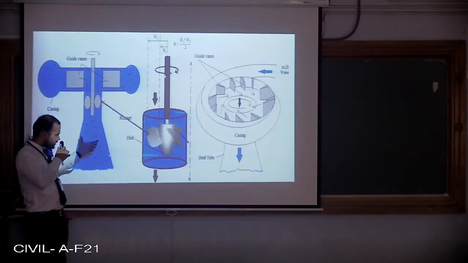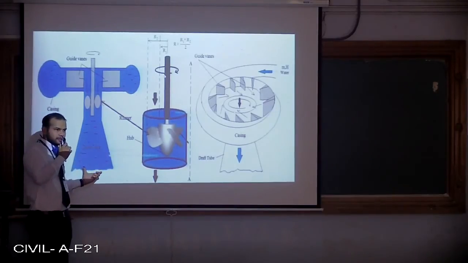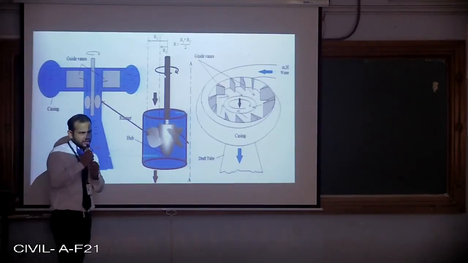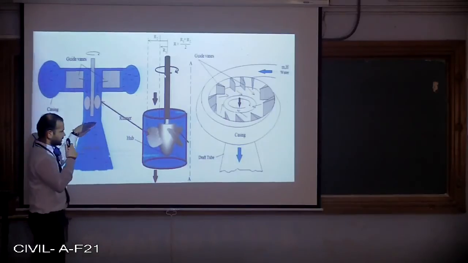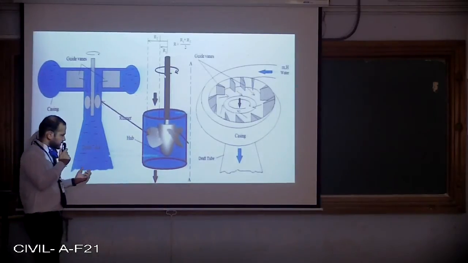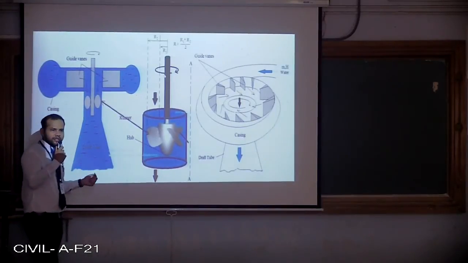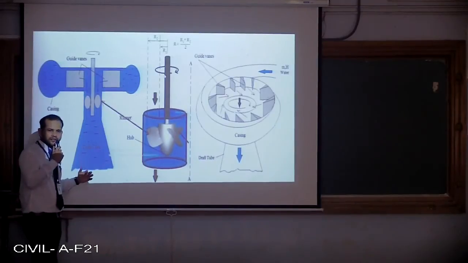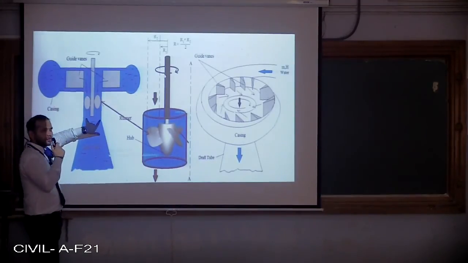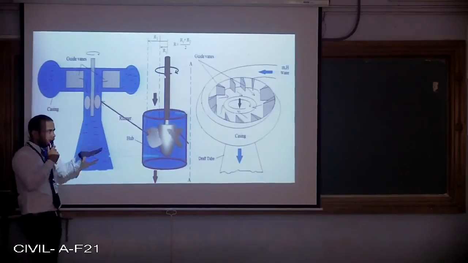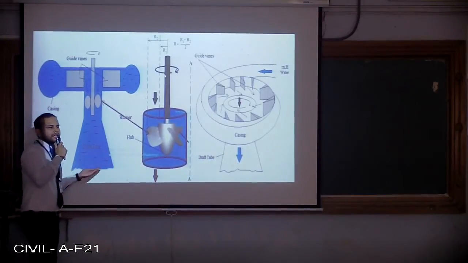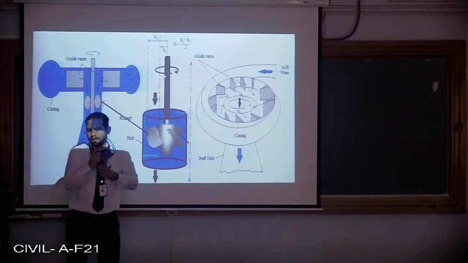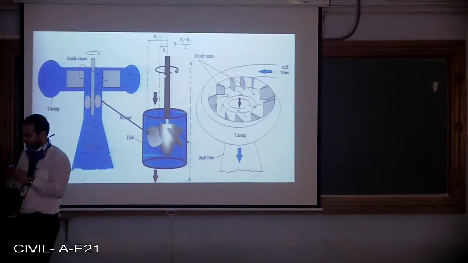If you increase the cross-sectional area, what will happen? Consider the discharge equation, Q equals AV. If you take these two sections, here the area is more, so how much is the velocity? Less. And if the area is less, velocity is more. So to decrease the velocity of the water coming down, we have increased this shape. Ultimately it tries to compensate for the negative pressure which is developed.